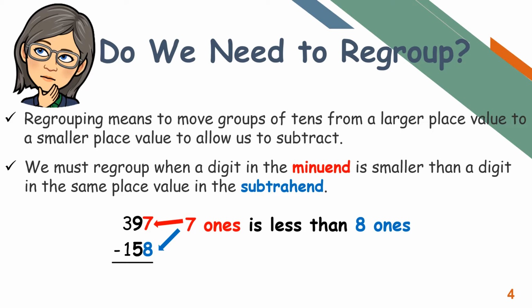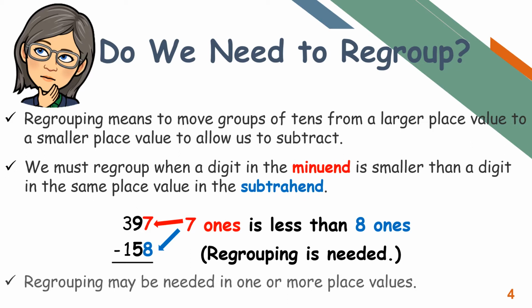We cannot subtract 8 things from 7 things. That means we must regroup from the tens place to the ones place to increase the number of ones. In this problem, regrouping is needed in only one place value, the ones place. Regrouping may be needed in one or more than one place value. We will discuss how to regroup from the tens place to the ones place in this problem in the next few moments.